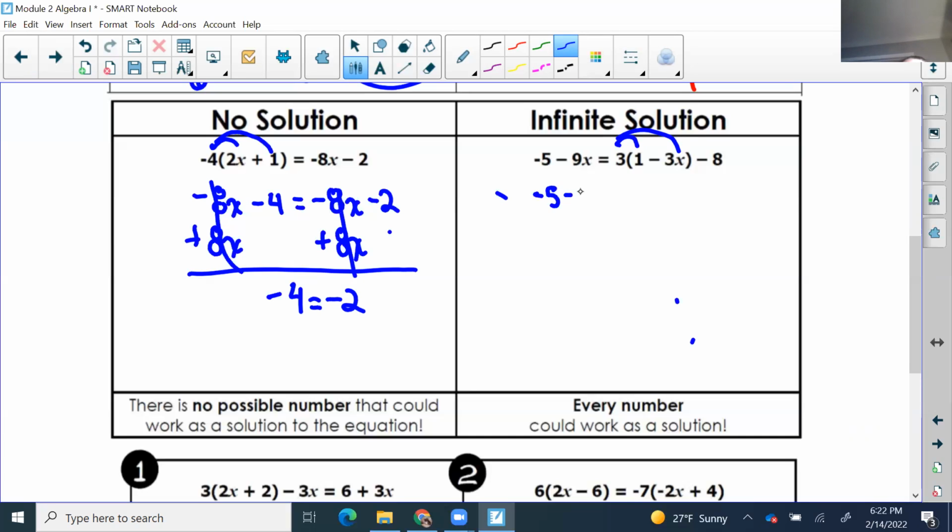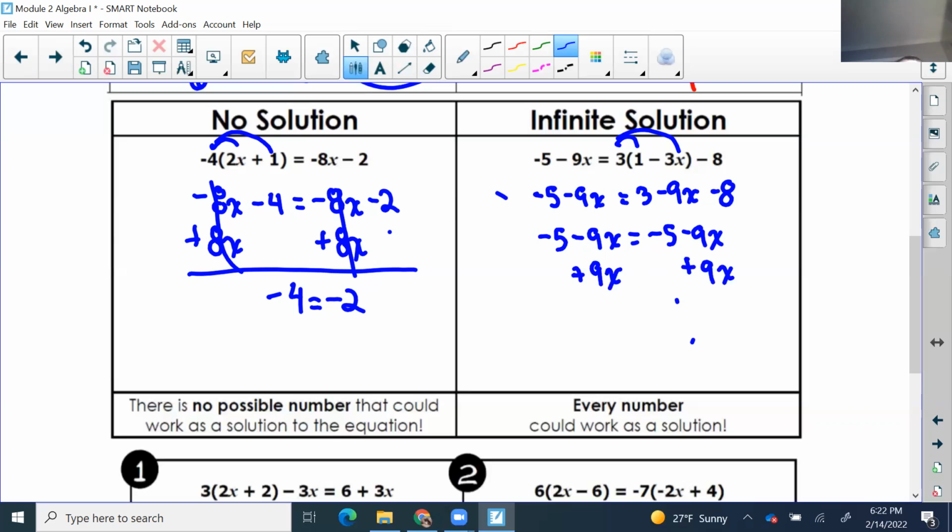Now, conversely, there's sometimes an equation like this one where we distribute here and I get negative 5 minus 9x is equal to 3 minus 9x minus 8. And so again, I have negative 5 minus 9x equals negative 5 minus 9x. We end up with the same exact thing on both sides of the equation. And then when I'm adding, I get rid of the variable. What happens is I get negative 5 is equal to negative 5.